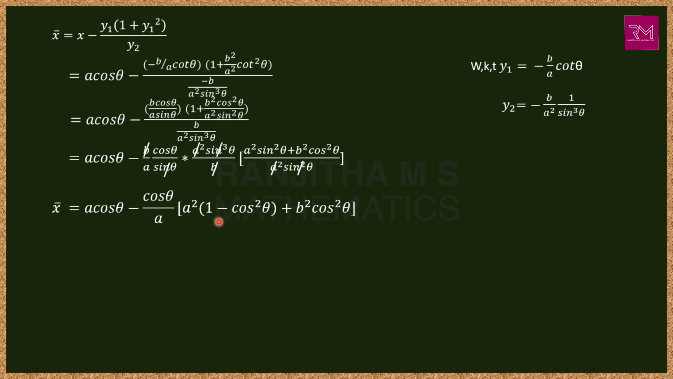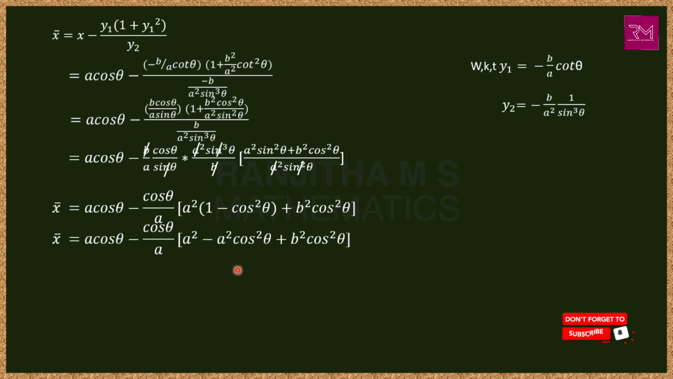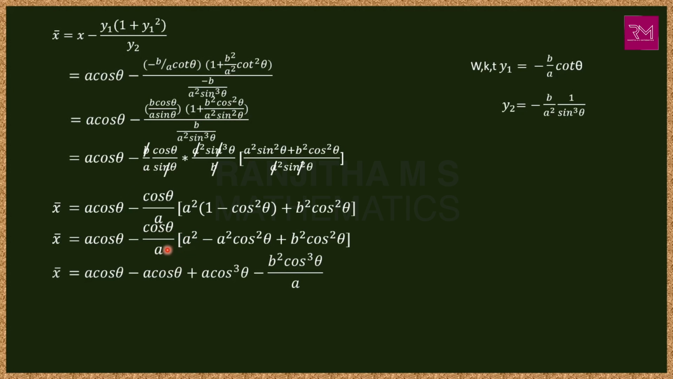Now multiplying a square inside the bracket, we get x bar, which is equal to a cos θ minus cos θ by a into, here multiply a square inside the bracket, we get a² minus a² cos² θ plus b² cos² θ. In the next step, we have to multiply cos θ by a inside the bracket. We get x bar, which is equal to a cos θ minus, here cos θ a² by a is a, a gets cancelled, hence we get minus a cos θ, minus into minus is plus cos θ by a into a² cos² θ is, here also a gets cancelled, remaining is a into cos θ into cos² θ is cos³ θ.